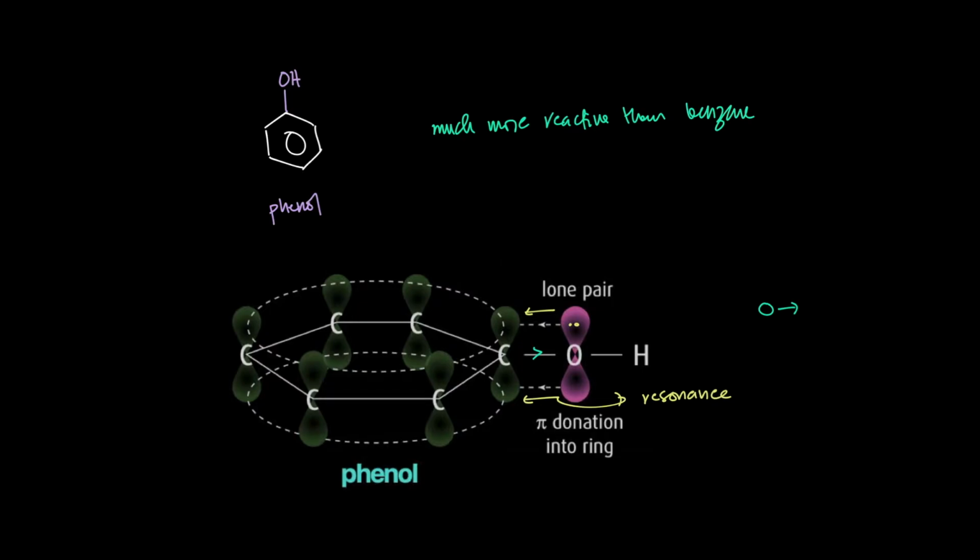So what we have is, yes, oxygen is withdrawing electron density. That's called induction, a negative inductive effect. However, it's providing way more electron density because of the overlap of the p orbital that has the lone pair on oxygen with the rest of the ring. This is called the resonance effect, and in the case of phenol, this resonance effect outweighs the inductive effect.